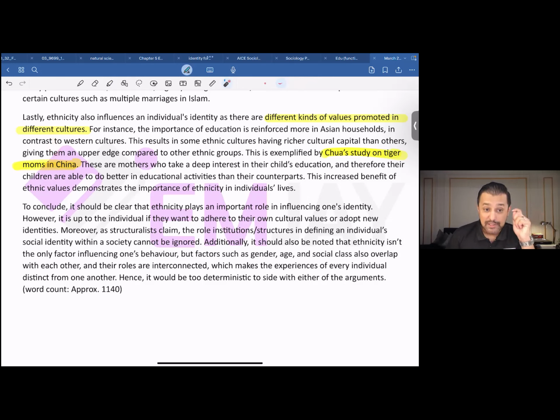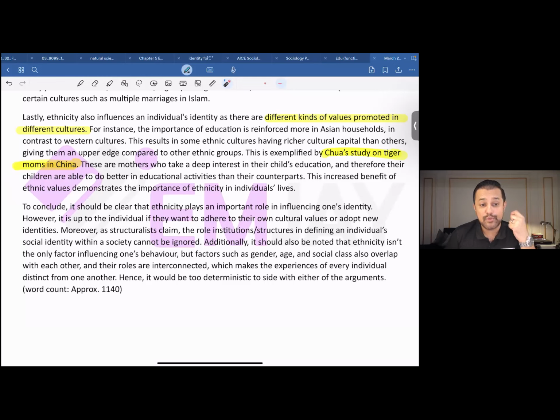So there are mothers who take a deep interest in their child's education, and therefore their children are able to do better in educational activities than their counterparts. This increased benefit of ethnic values demonstrates the importance of ethnicity in individuals' lives. Let's conclude this real quick. To conclude, it should be clear that ethnicity plays an important role in influencing one's identity.